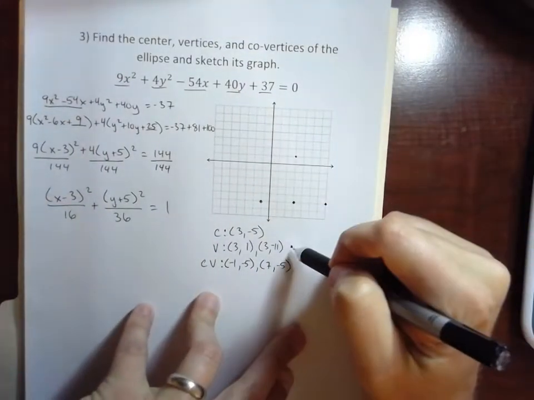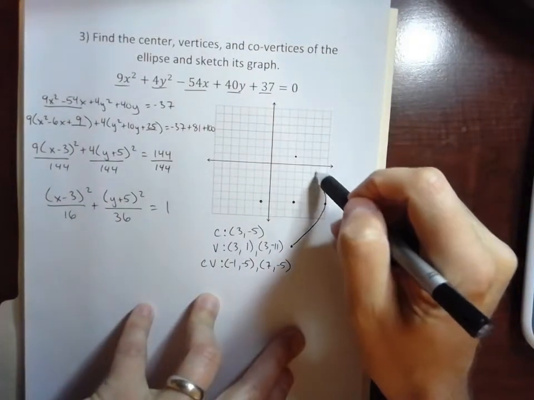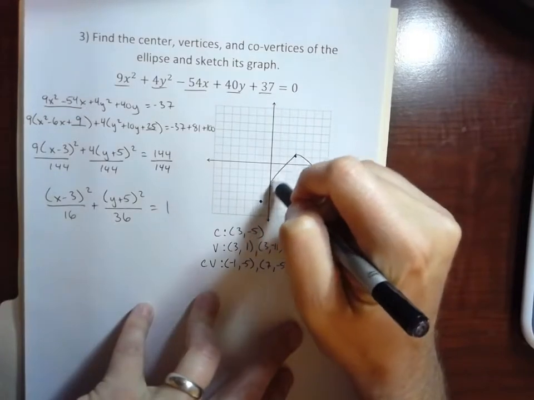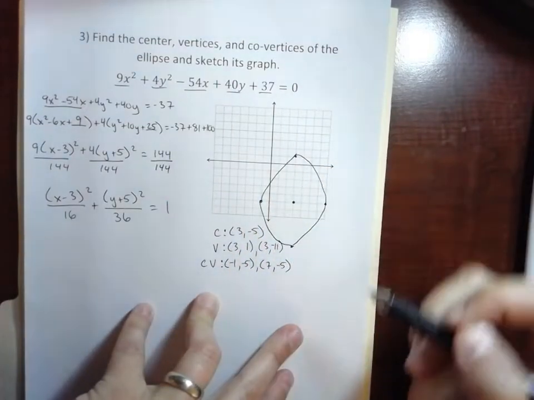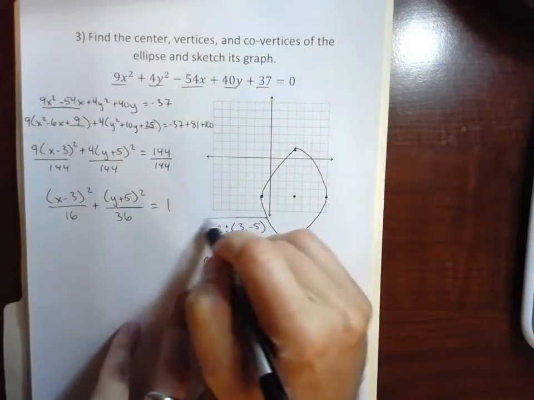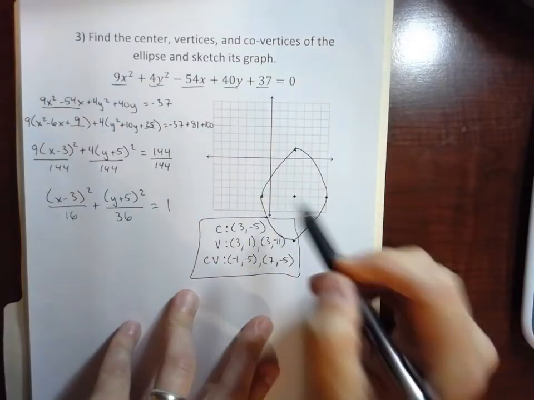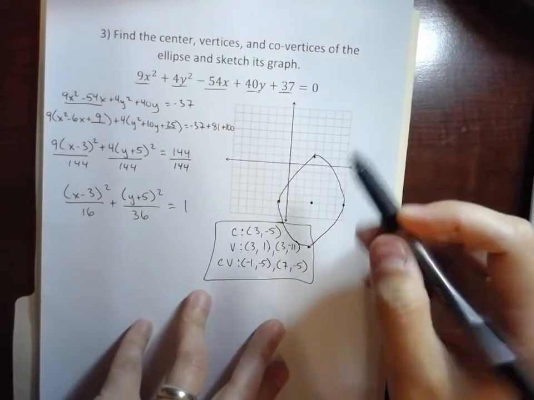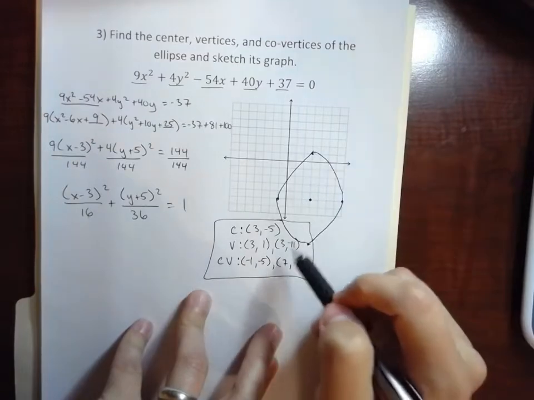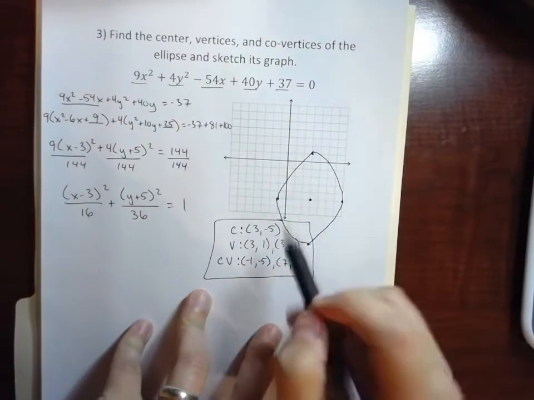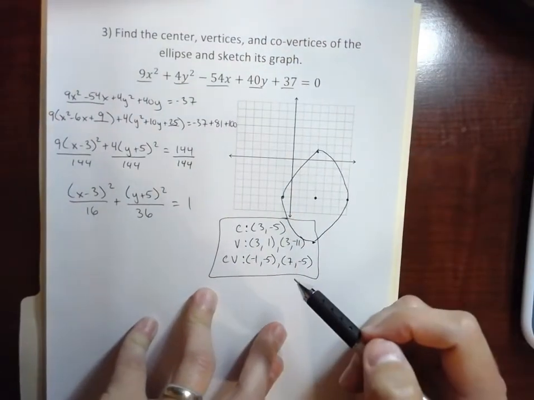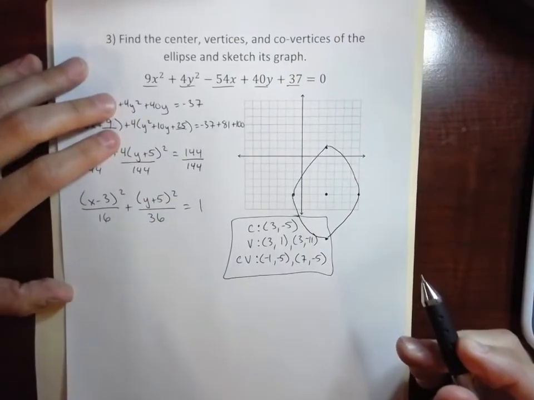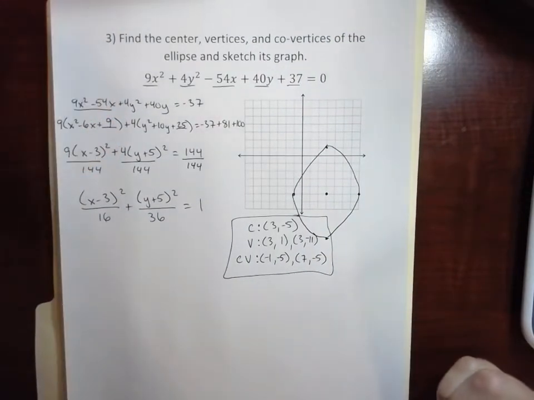And then again, let's just kind of sketch it in. And there's my ellipse. And whether you label the points right on your graph or off to the side, or both, either way will be fine. We just want to be able to recognize those key components.